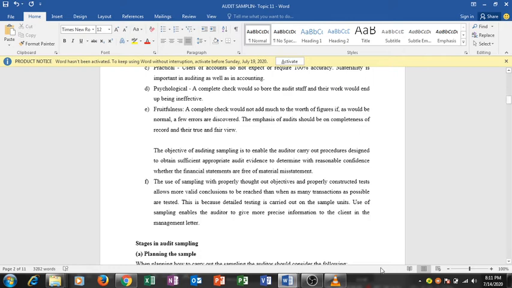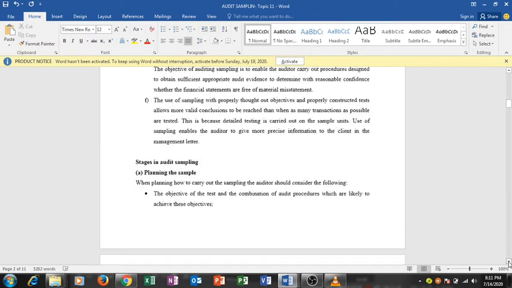The use of sampling with a properly thought out objective and a properly constructed test allows more valid conclusions to be reached than when as many transactions as possible are tested. So those are the reasons why sampling is preferred as opposed to doing a census on the entire population.